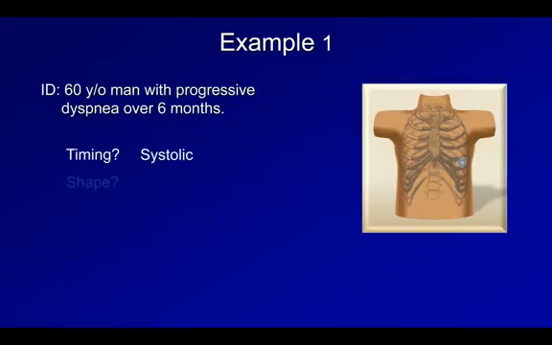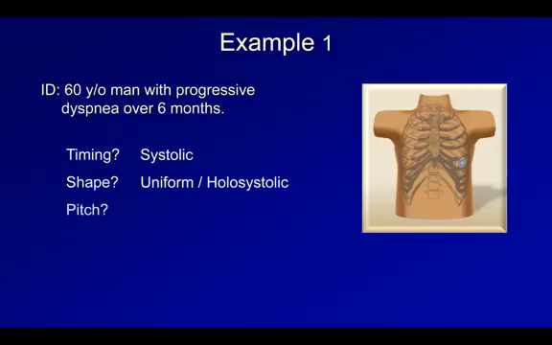Next, listen for the murmur shape. Is it uniform, crescendo-decrescendo, or decrescendo? This is a uniform murmur, also known as holosystolic. Listening for shape definitely requires practice, so don't be discouraged if you can't distinguish this right away.